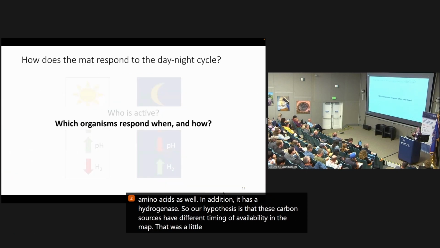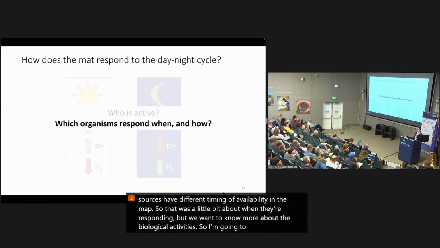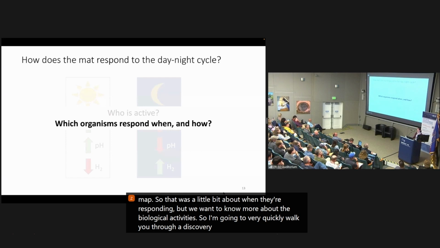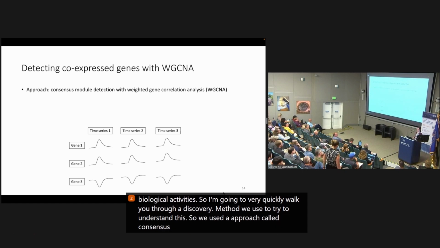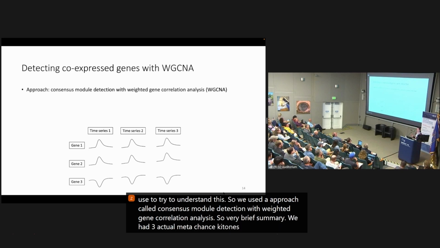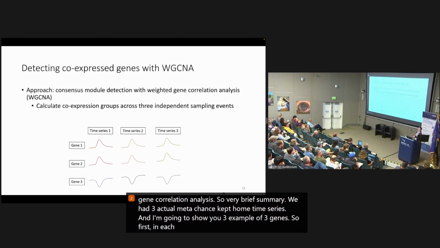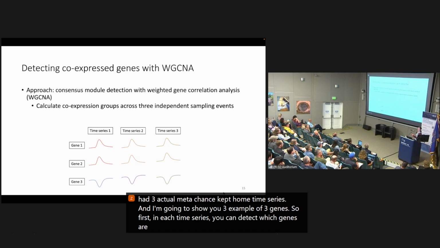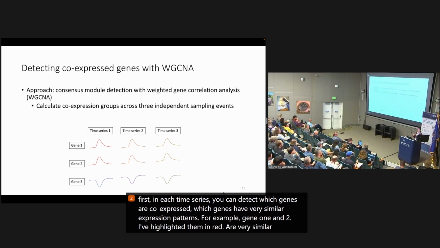That was a little bit about when they're responding, but we want to know more about the biological activity. So I'm going to very quickly walk you through a discovery method we use to try to understand this. We used an approach called consensus module detection with weighted gene correlation network analysis. Very briefly, we had 3 metatranscriptome time series, and I'm going to show you examples using 3 genes. First, in each time series, you detect which genes are co-expressed, which genes have very similar expression patterns. For example, genes 1 and 2, which I've highlighted in red, are very similar. That's each time series independently.